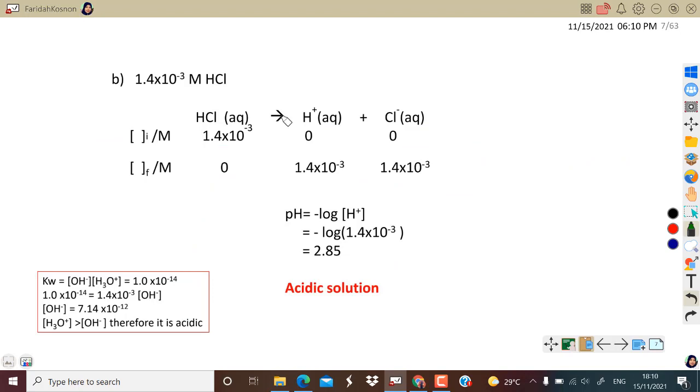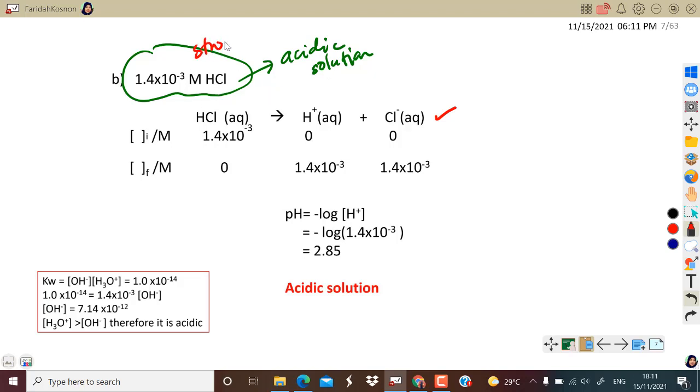Alright, we have 1.4 times 10 to the power of negative 3 molar hydrochloric acid. From our prior knowledge, daripada pengetahuan sedia ada kita, kita memang tahu ini adalah acidic solution. But we have to determine, kita kena tentukan, dia ni adalah acidic solution dengan melakukan pengiraan. Paling mudah kita kira pH. Okay, so what is needed is you have to write down the dissociation equation. Tuliskan persamaan penceraian asid ini. So hydrochloric acid adalah strong acid.